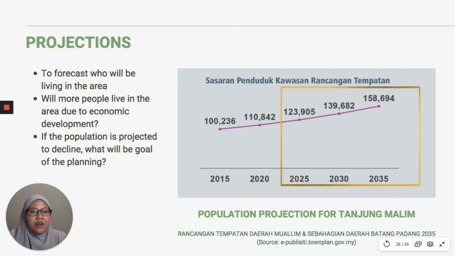So in the graph here, the same thing for Tanjung Malim, we can look into how the local authority have projected for the population to keep growing after 2020 until 2035. So we can see that it is expected for the growth to have a steady increase of population, which now asks us, how will we then plan for Tanjung Malim for the next 15 years? We're going to talk about the development projections after this.